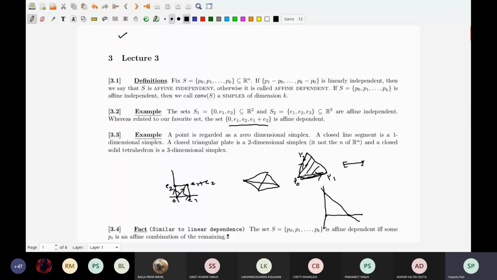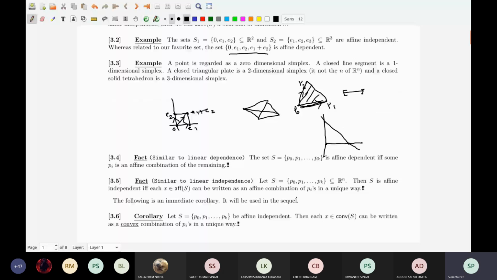One is this 3.4. What does it say? It says the set P0, P1 to Pk is affine dependent if and only if some Pi is an affine combination of the remaining. This is very similar to linear dependence: a set P0, P1 to Pk is linearly dependent if some Pi is a linear combination of the remaining. That's the same thing.